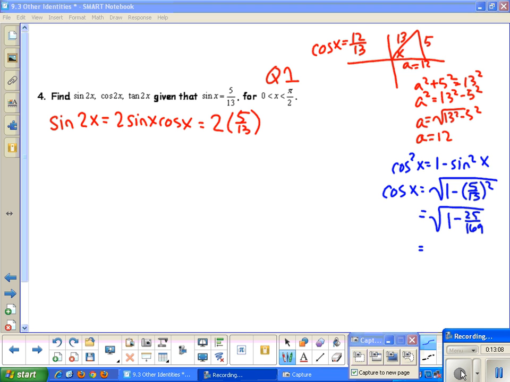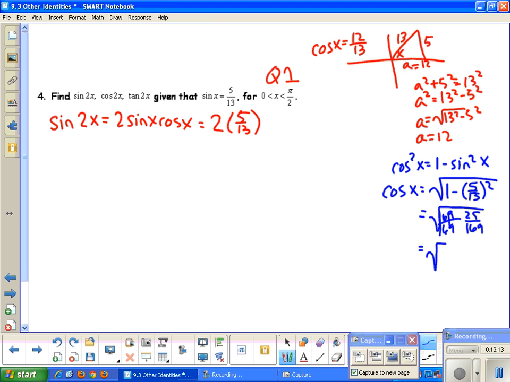And then, of course, we would have to simplify this. So when I do that, I need a common denominator. This would be 169 over 169. So I get the square root of 169 minus 25 in my numerator, which is 144 over 169. And the square root of 144 is 12 over 13. And that's where that comes from. So that's another way of finding what the cosine of x is equal to. So two different ways. So when I plug that into my equation here, I get 12 over 13.